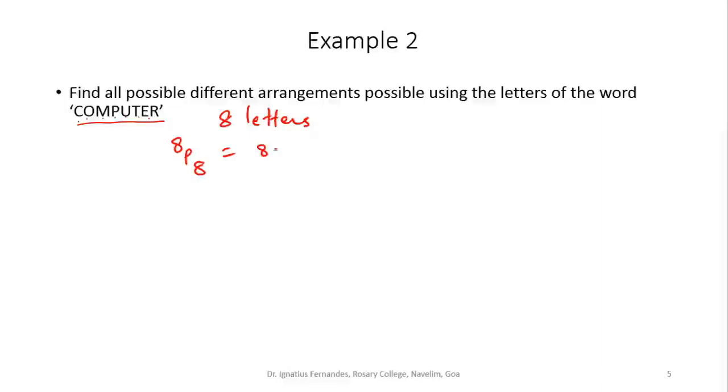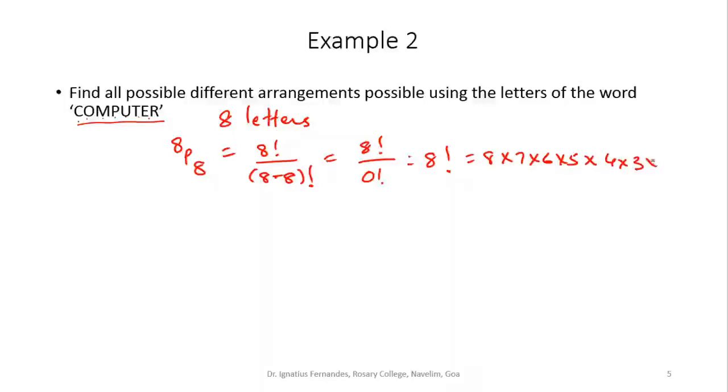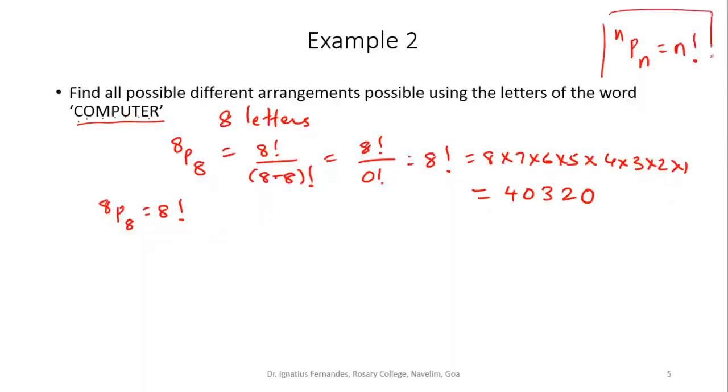It is equal to 8 factorial upon (8 minus 8) factorial, which is equal to 8 factorial upon 0 factorial, which is 8 factorial. So 8 factorial is 8 into 7 into 6 into 5 into 4 into 3 into 2 into 1. This will be a number 40320. In fact, straight away when you wrote 8P8 here, you could have directly written 8P8 as 8 factorial. In general, nPn is straight away n factorial. So that could be remembered.